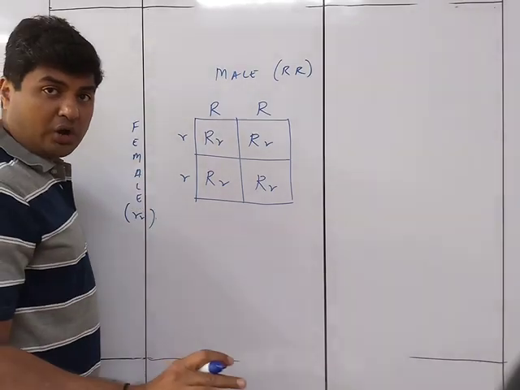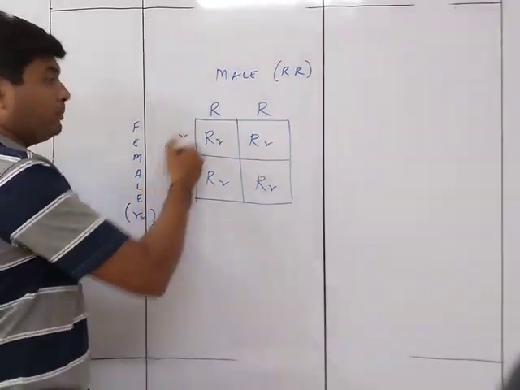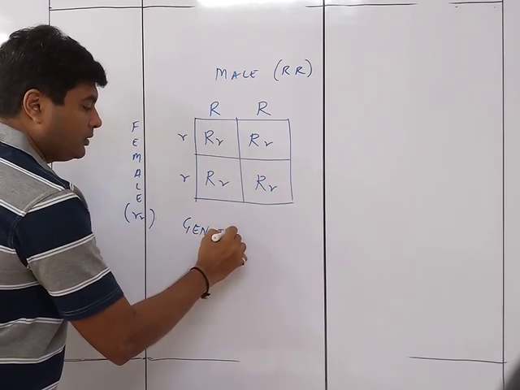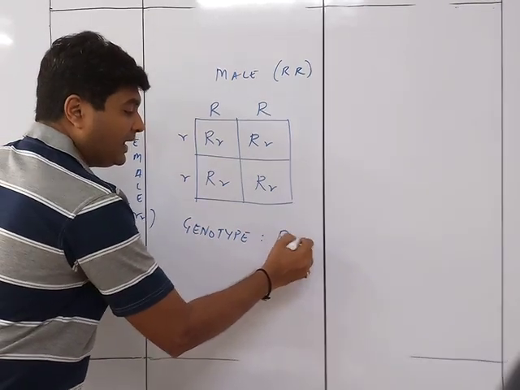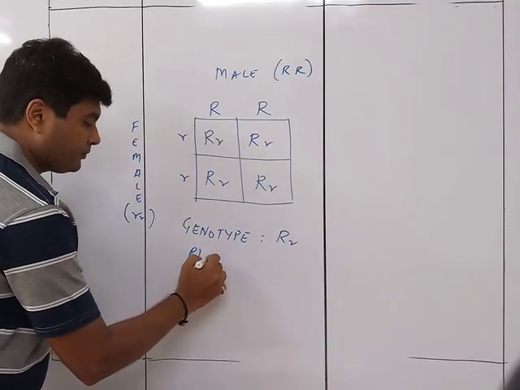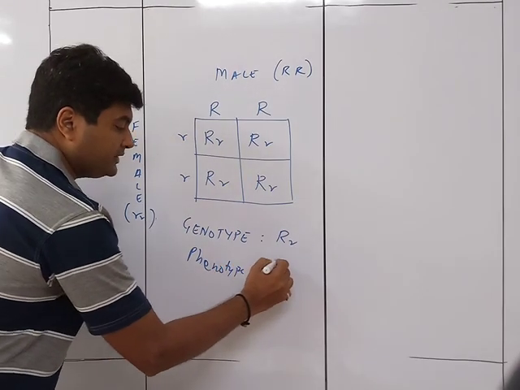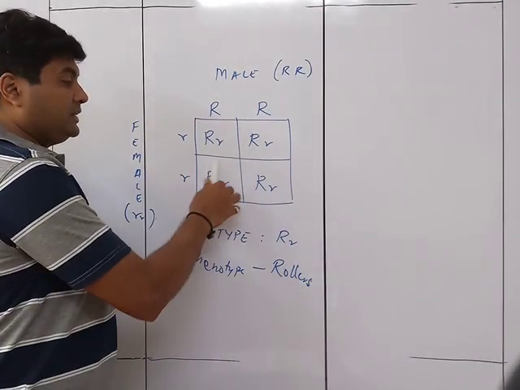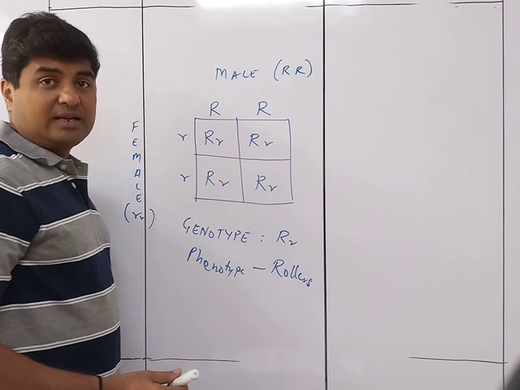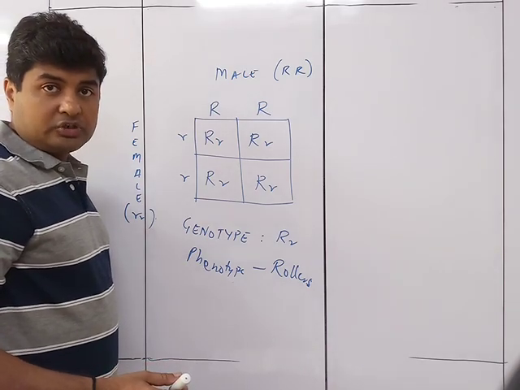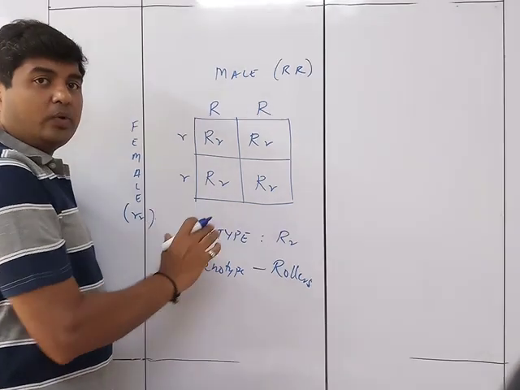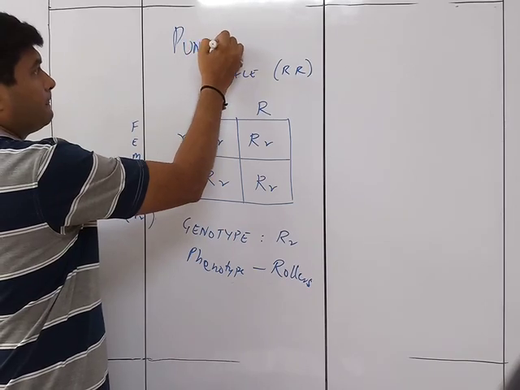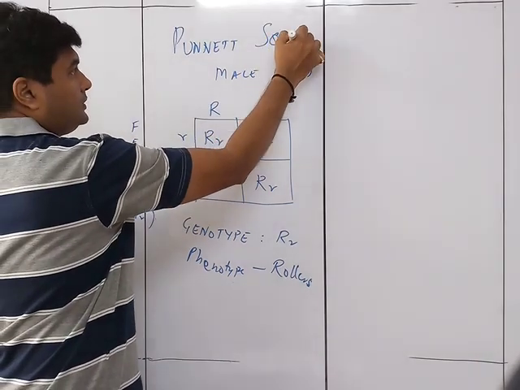Therefore, it is for sure that the baby who will be born to them will have the genotype Rr. And the phenotype, if you are talking about tongue rolling, they all will be rollers, because they all are heterozygous dominant. Understood? So in this way you are going to produce what we call a Punnett square. This is a Punnett square.